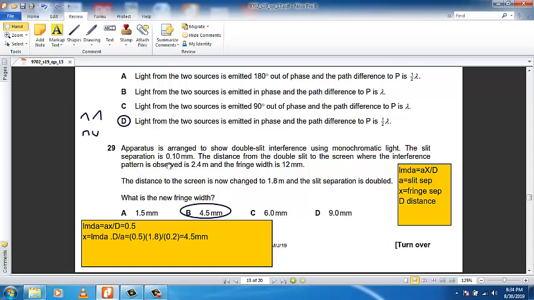Question number 29 says that an apparatus is arranged to show double slit interference in monochromatic light. The slit separation is 0.1 mm. The distance from the double slit to the screen with interference pattern observed is 2.4 and the fringe width is 12 mm. The distance to the screen is now changed to 1.8 and the slit separation is doubled. What is the new fringe width? You simply have to calculate the lambda from the previous case, which is ax by D, equals 0.5. So from here we can find x, which is 0.5 into 1.8 divided by 0.2. This becomes 4.5.